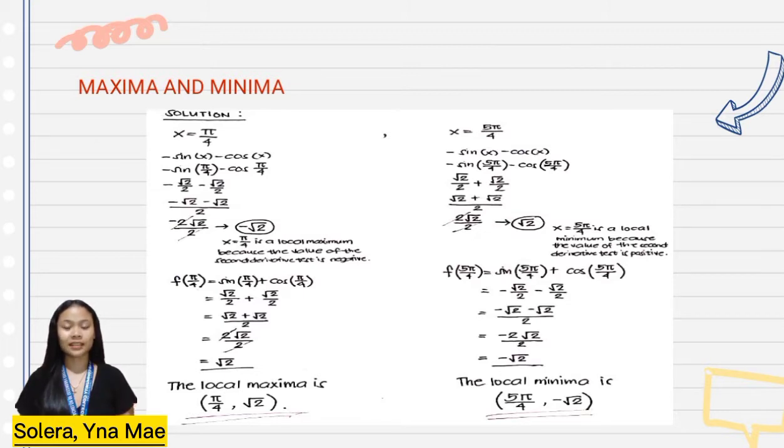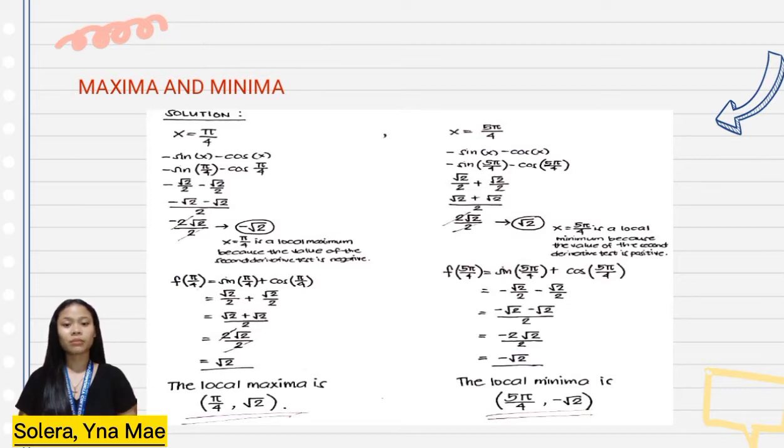Find the y value when x equals pi over 4. So, sine pi over 4 plus cosine pi over 4 equals the square root of 2 over 2 plus the square root of 2 over 2, which equals 2 times the square root of 2 over 2, which equals the square root of 2. So, the local maximum is pi over 4 and the square root of 2.